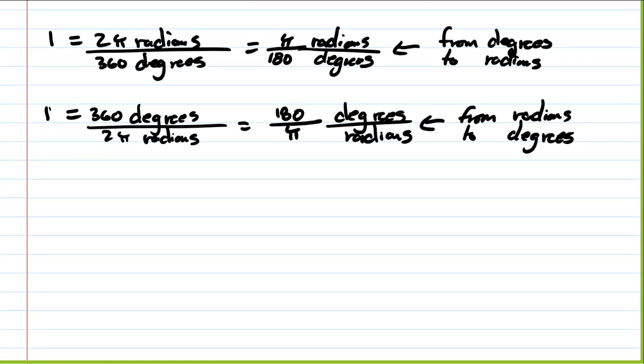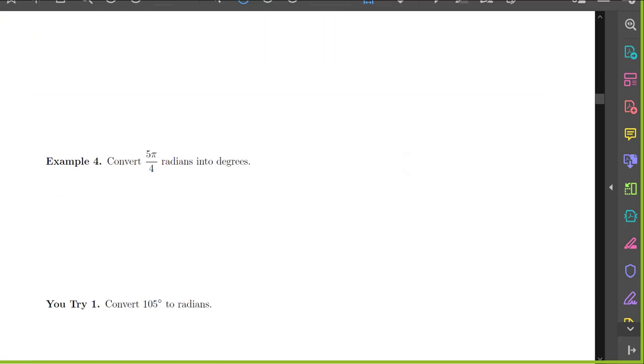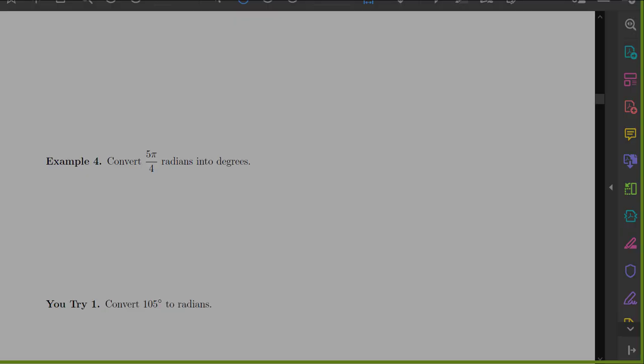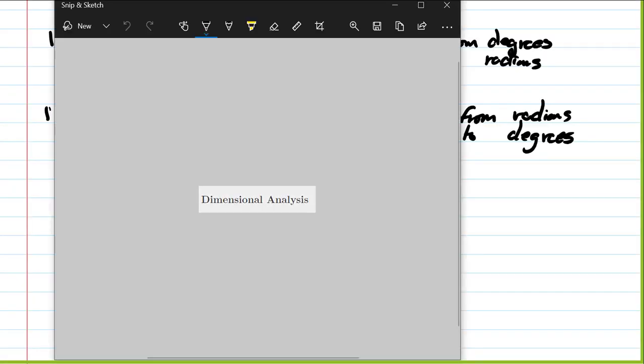So if our units are in the numerator and we want to reduce them out, we need to put the corresponding unit in the denominator. So in this unit fraction here, we're converting to radians from degrees. In the bottom unit fraction, we're converting to degrees from radians. So those are our 2 unit fractions. All right. So armed with that information, let's go ahead and do example number 4.